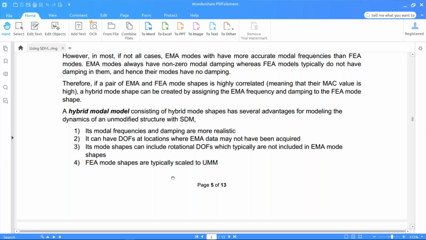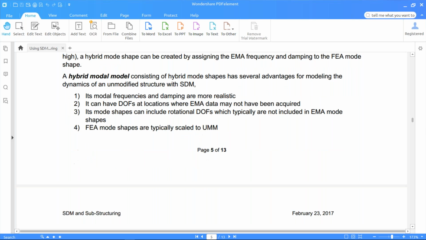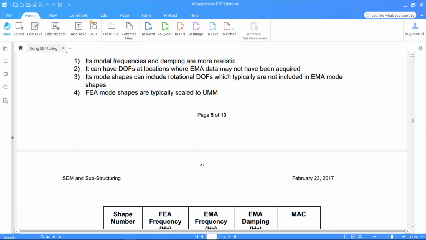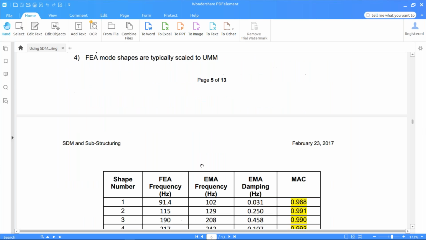So I don't have a mass matrix, I don't have a stiffness matrix, especially when I take experimental data. But when I solve for the FEA mode shapes, they are scaled properly so that they are a correct dynamic model, and we call that a modal model. So it's a dynamic model of the structure represented by its modes only.